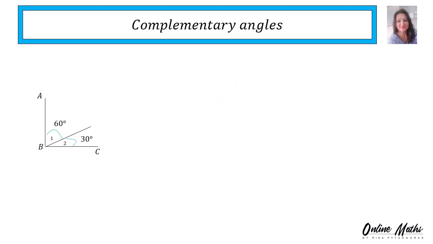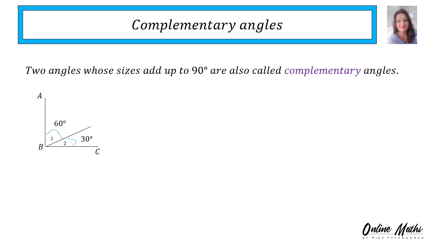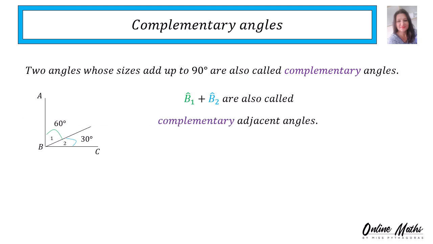There is also something we call complementary angles. Two angles whose sizes add up to 90 degrees are called complementary angles. Angle B1 plus B2 are also called complementary adjacent angles.